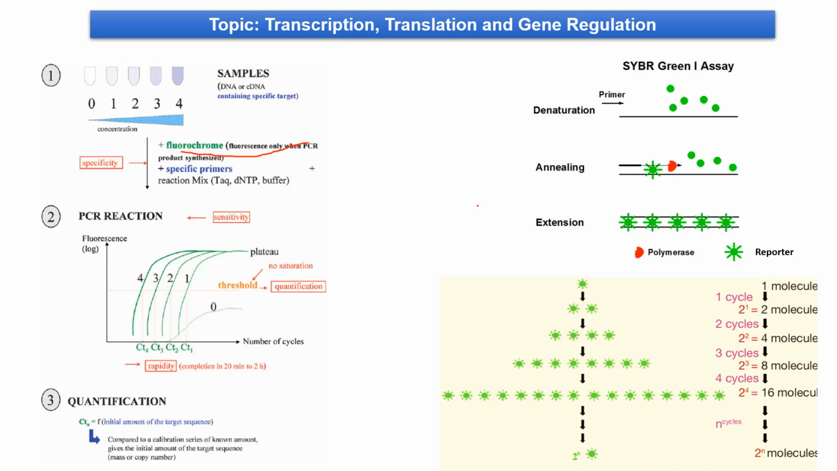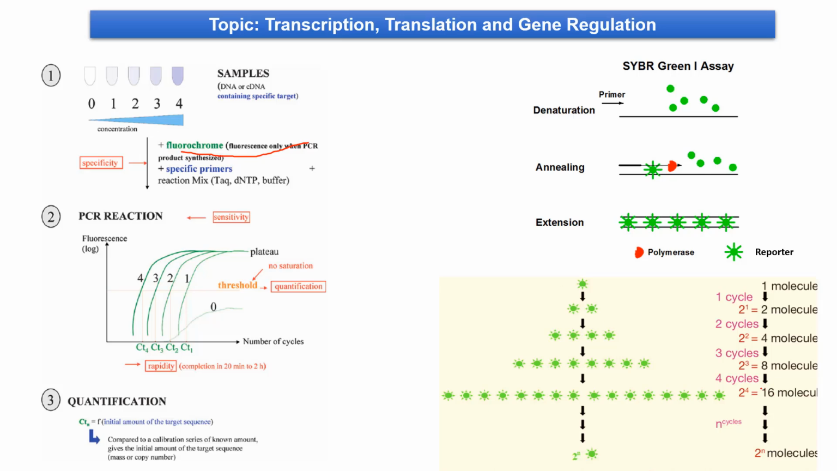So you can see we start with one molecule of cDNA. After one cycle, we have two molecules. After two cycles, both of them will continue to elongate, and we'll have four molecules. After three cycles, 2 to the power 3, that is 8 molecules. After four cycles, we'll have 2 to the power 4, that is 16 molecules.